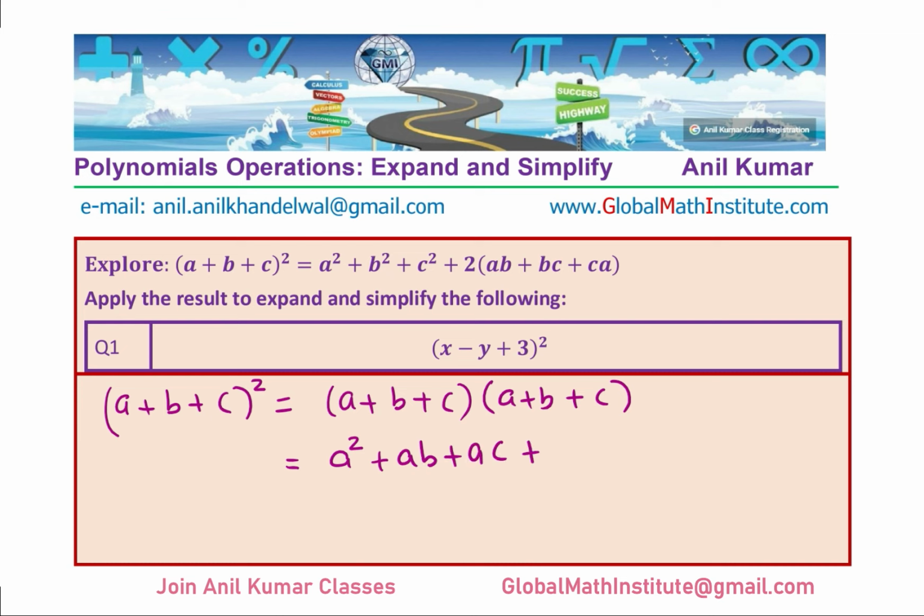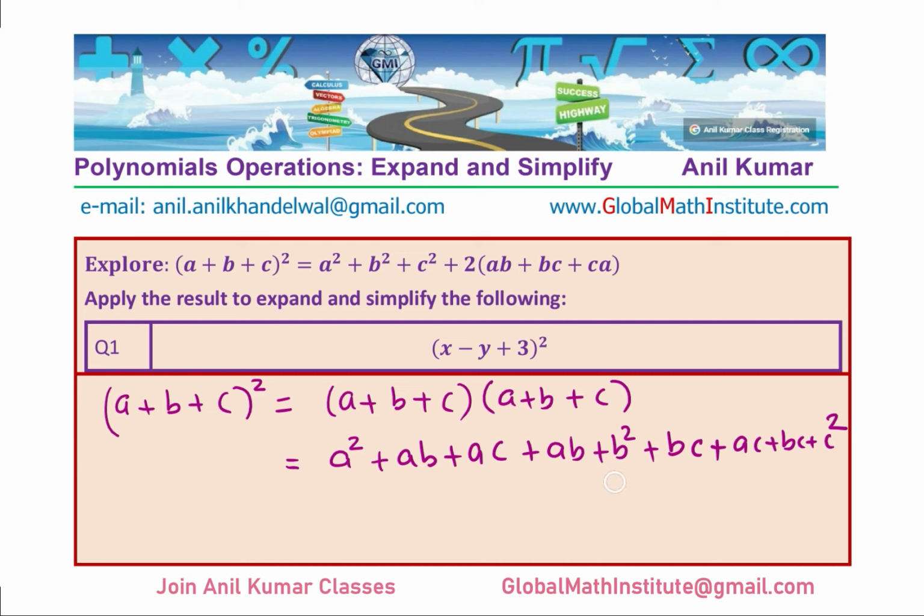Now a similar operation will be performed multiplying by b, all the 3 terms, right? So 3 more terms. So we again get ab plus b square plus bc. Now we'll repeat this with c. So we get ac plus bc plus c square. So in all, we get how many terms? We get 9 terms, right?